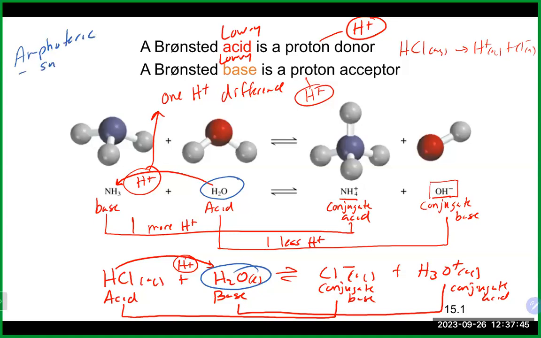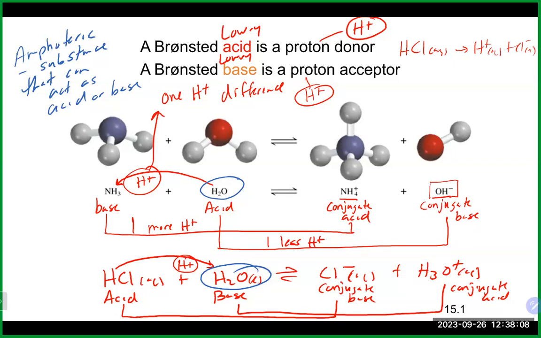An amphoteric substance is a substance that can act as an acid or a base. And water's a prime example of that. That's actually what happens when water is with itself. Some waters act as acids, other waters act as bases as they react with each other.